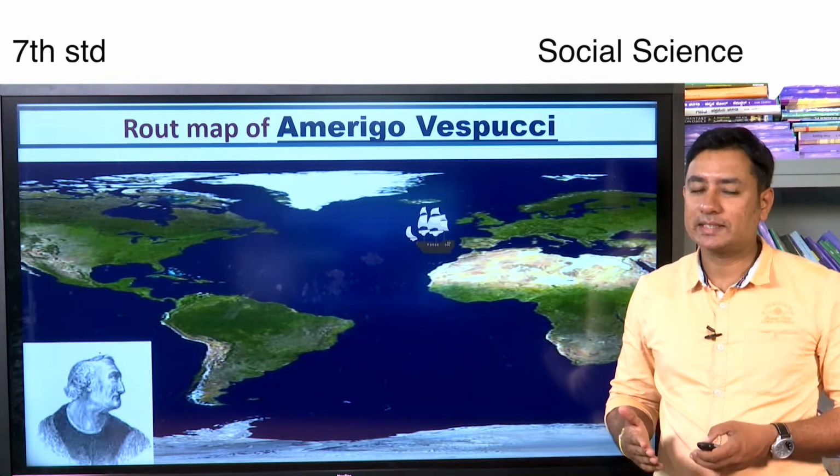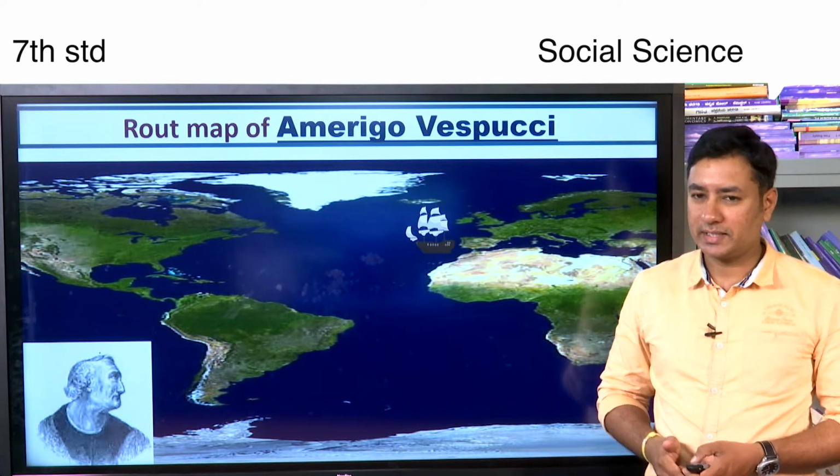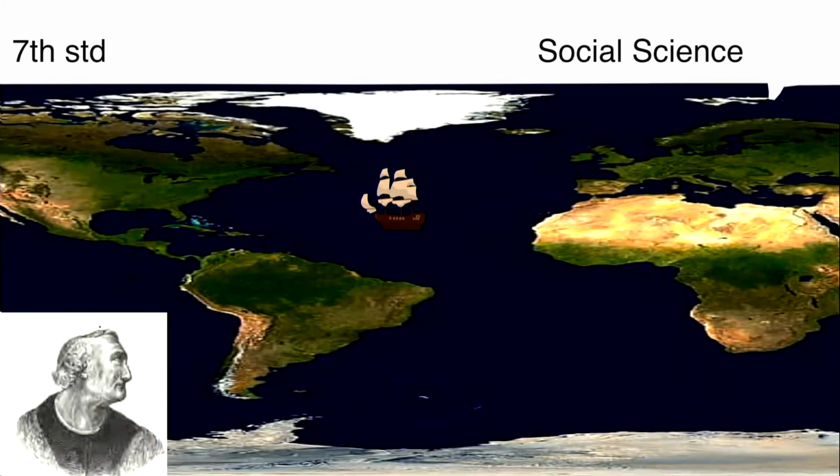On which route did he start and where did he reach? Shall we see that now? See, he started from Italy and he reached the mainlands of America. That is, first he set his foot on Venezuela.